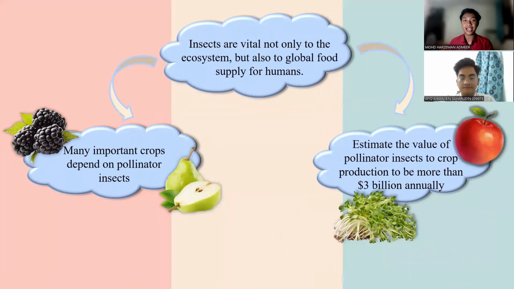The second one is that insects are vital not only to the ecosystem, but also to the global food supply for humans. For example, many important crops such as apples, pears, blackberries, peaches, alfalfa, and almonds depend on pollinating insects. In an article appearing in BioScience, experts John Losey and Mace Vaughan estimated the value of pollinating insects to crop production to be more than $3 billion annually. Wow, that's so mind-blowing that insects can do such a thing.